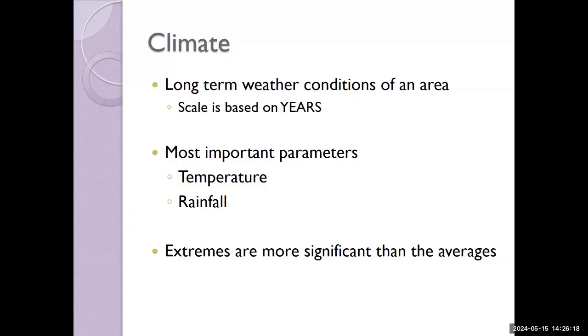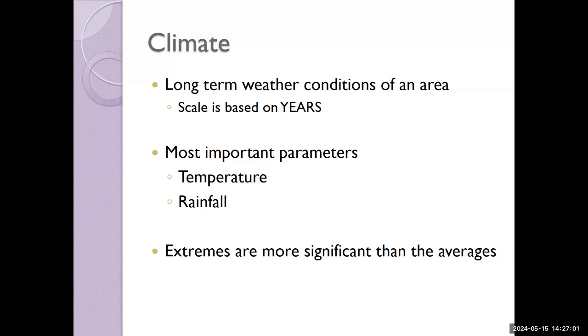Climate defines the boundaries of the different biomes. Climate is long-term, long-standing weather conditions of an area based upon years of data and research. The biomes are defined predominantly by temperature and rainfall. To a lesser extent, we see elevation and salt concentration, so saline versus freshwater environments, but the most important parameters are temperature and rainfall. And it's important to note here that the extremes are more significant than the year-long average.